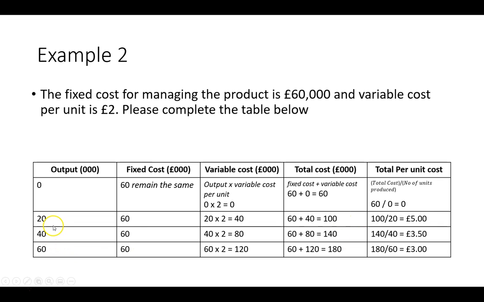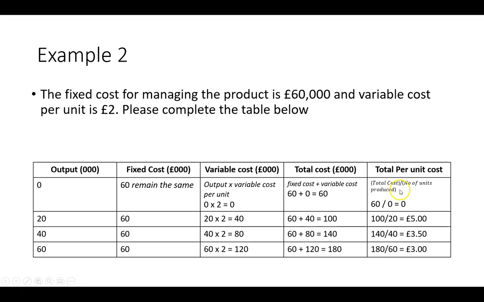Here, when we produce 20,000 units, it says the total cost is 100,000, and the number of units is 20, so the 100 divided by the 20 will give us £5. Now for 40,000 units, it costs us 140, so 140,000 divided by 40,000 will give us £3.50. Again, for the 60,000 units, it costs 180,000, which is 180,000 divided by 60, which will give us £3.